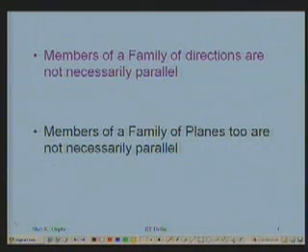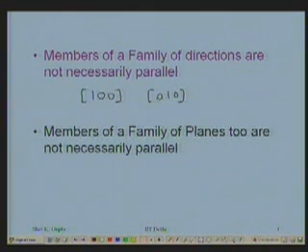Members of a family of directions, as I told you, need not be parallel. Like in a cube, I showed an example: an edge of a cube which is parallel to the A axis is 100, parallel to the B axis is 010.